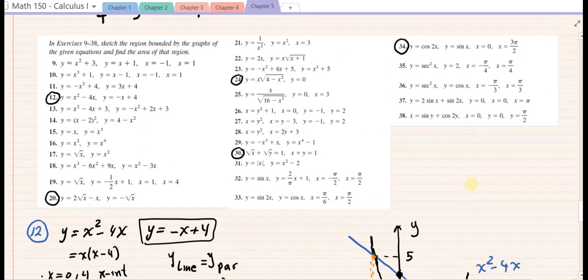Now, we did 12, let's take a look at number 20. In number 20, we have y equals 2 root x minus x, and the other one is y equals negative root x. So I've already graphed these, the ones I've circled, in Desmos, so I'm just going to bring them over to help us see these.